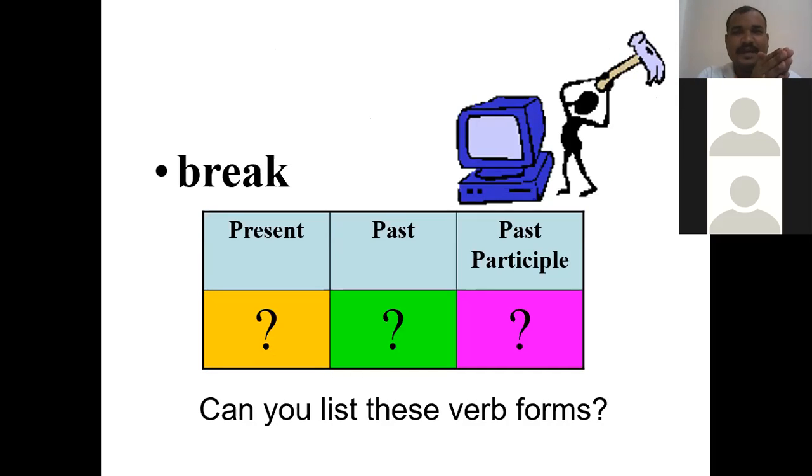So what is the verb here? What is the base verb, the principal verb? Break. So how about the past? Broke. Broken. Very good. Break, broke, broken. Not broken, broke. Break, broke, broken.